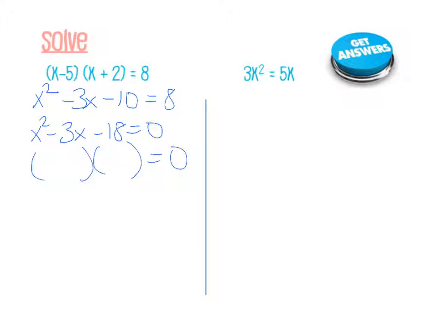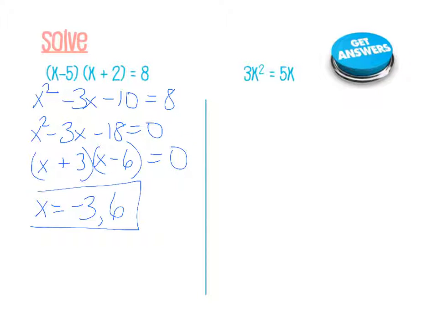Set up your factors, x and x, factors of 18. Going to have a difference of 3. It's going to be a 6 and a 3, minus 6 and a plus 3. When you set them each equal to 0, you should have a negative 3 and a positive 6.